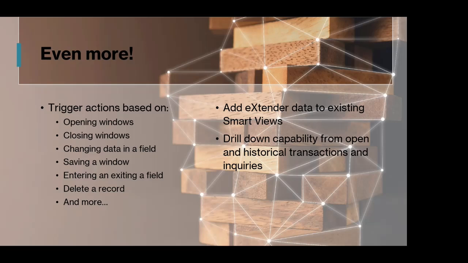Extender also links directly into the Smart View and Smart List system. You can easily add the data that you've appended to your Great Plains system to existing Smart Views. You can create new Smart Views with just that Extender data. And it also opens up more options for drill down capability for historical transactions, inquiries. So we're not limited just to data entry screens. Once we've recorded that data, we have ways to get back to that data and view it.